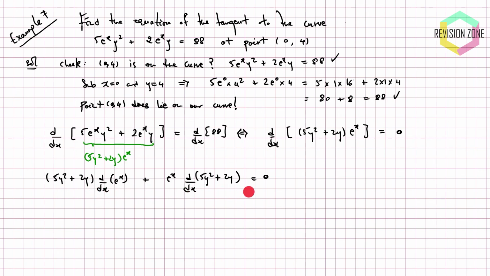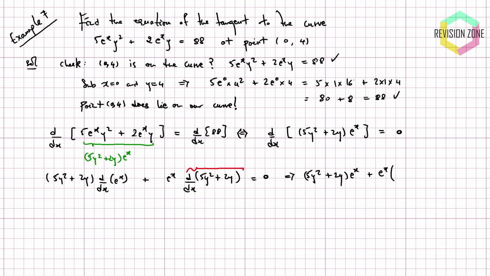Let's just evaluate these derivatives. The first one is very easy because we know the exponential differentiates to just give us the exponential. So we can just write that down. So it's 5y squared plus 2y. And then e to the x, right? But the second one, obviously the e to the x is just going to be there. The second one, I've got to be able to apply the chain rule to this, which is obviously how we've been implicitly differentiating all this time.